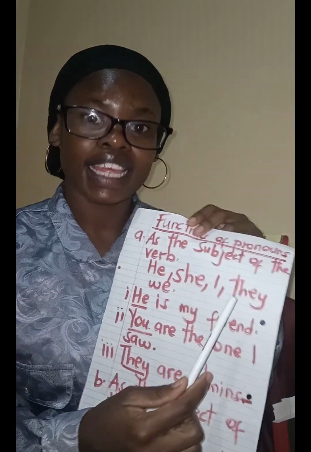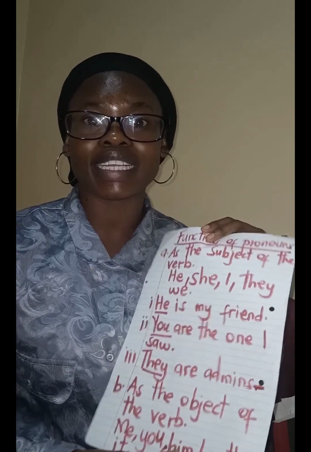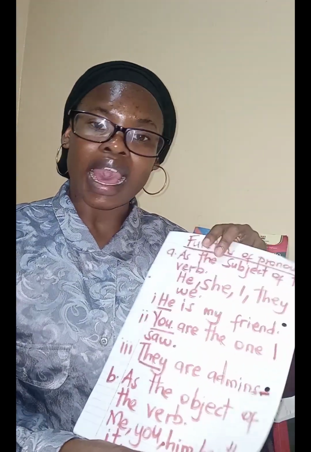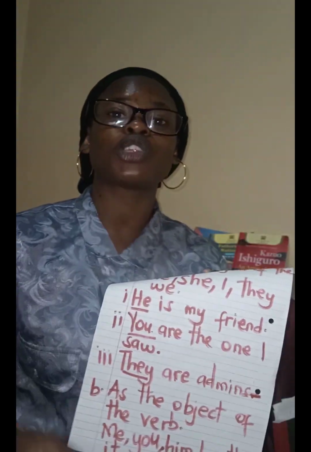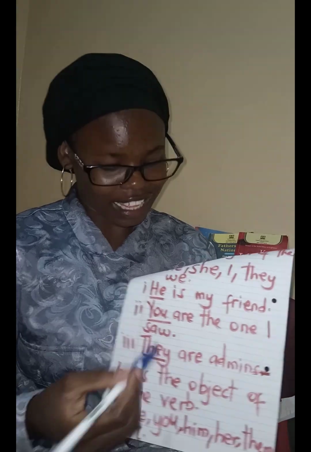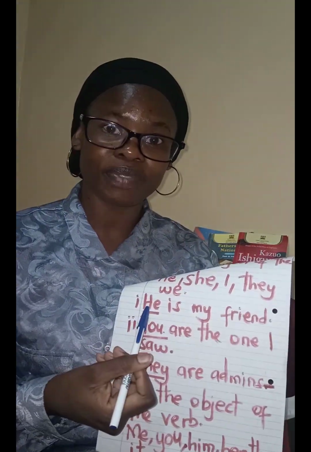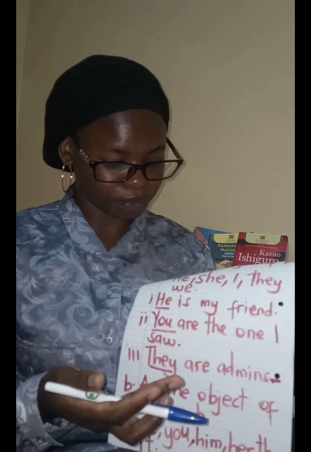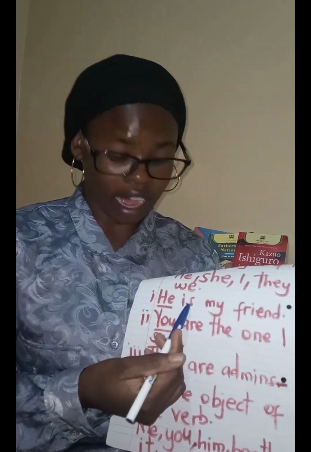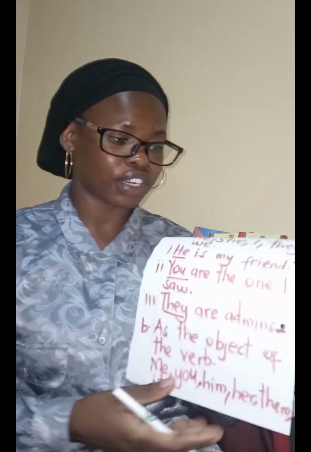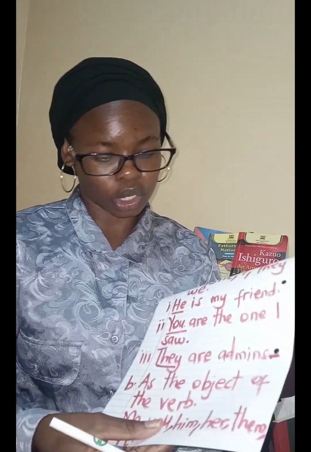Always remember that the subject is what or who the sentence is talking about. We have he, she, they, and we. They can be used as subjects of the verb. I have an example here. He is my friend. The subject is always who the sentence is talking about. In this case, the sentence is talking about he, and he is our subject. Is is our verb. Then my friend is the object.